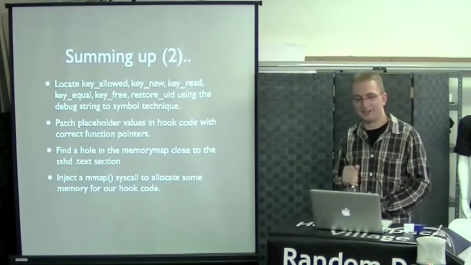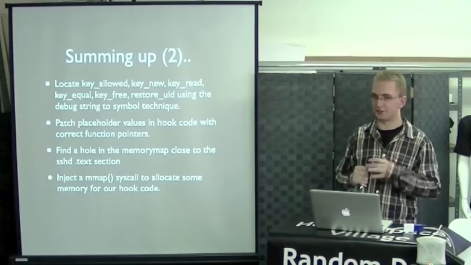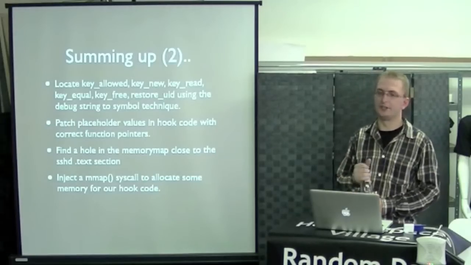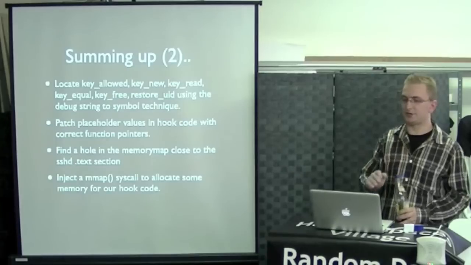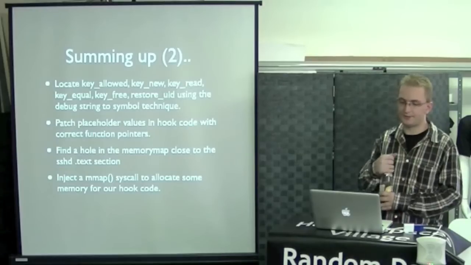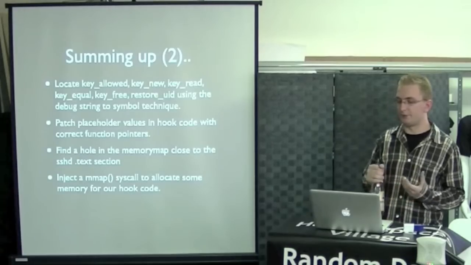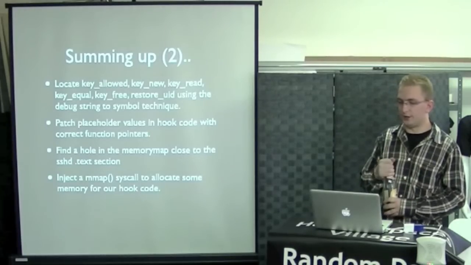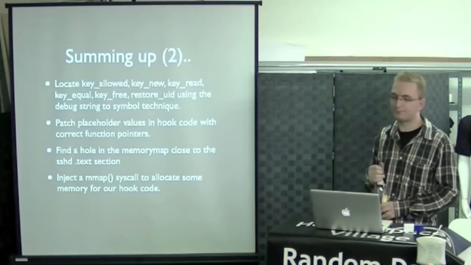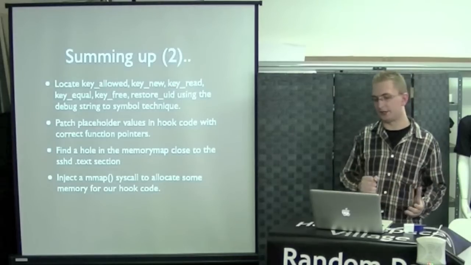Then we locate the key allowed, key new, key read, key equal, key free, and restore UID, because all these functions are used inside my hook to do a clean initialization and clean up before returning to the original code, using the debug string to symbol technique. We patch all the placeholders in the hook code using the correct function pointers we just determined in the step above. Then we find a nice hole in the memory map close to the text section. It's kind of important to have it close, because we're relying on a 32 bit offset, so if the distance is too big, then it won't be possible to patch it cleanly. And next we inject the mmap syscall to allocate a fresh page where we can actually store our code.